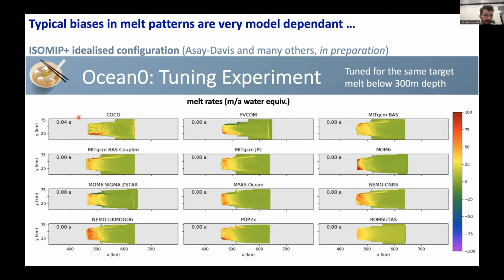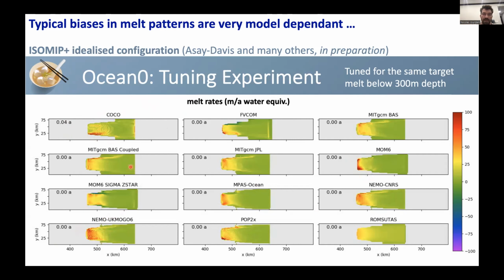The gray part on the left is the grounded ice, and the gray part on the right is the open ocean, and the color is the melt rate. What you can see is that it's very different from one model to another. First, some models have more noise than others. Some models tend to put most of the melt rates next to the grounding line, whereas for some other models, it's more spread over a larger area.